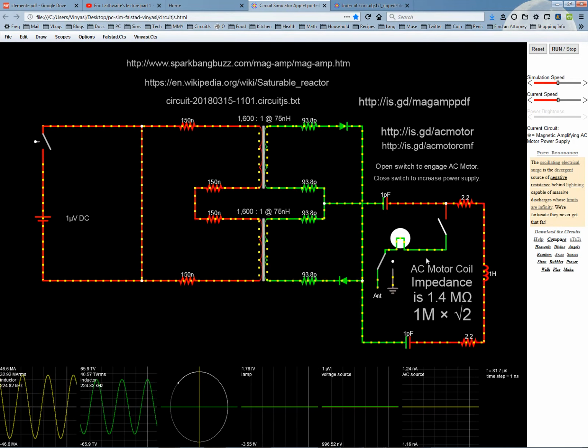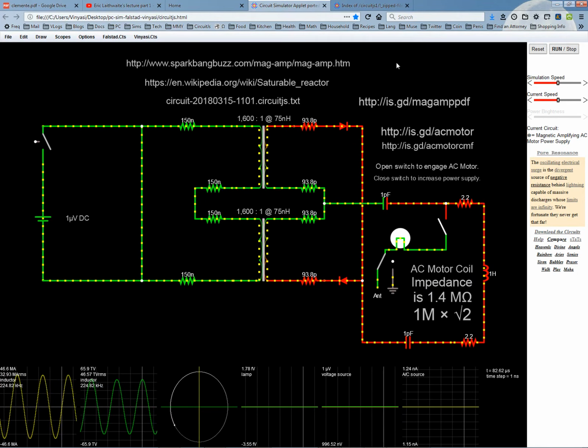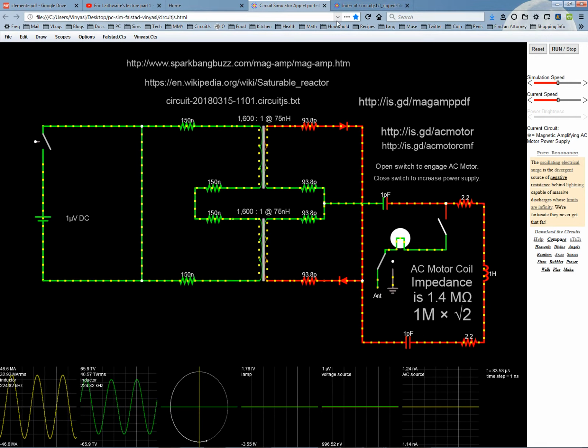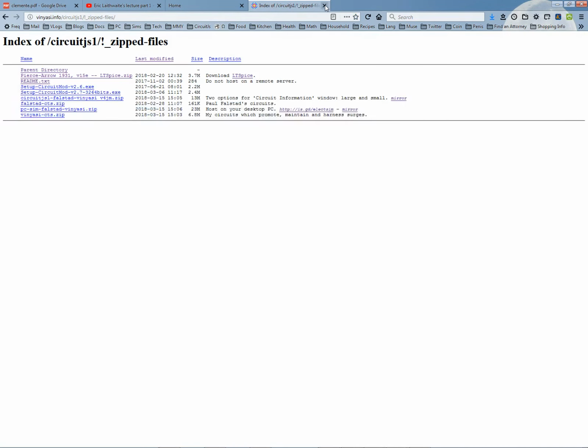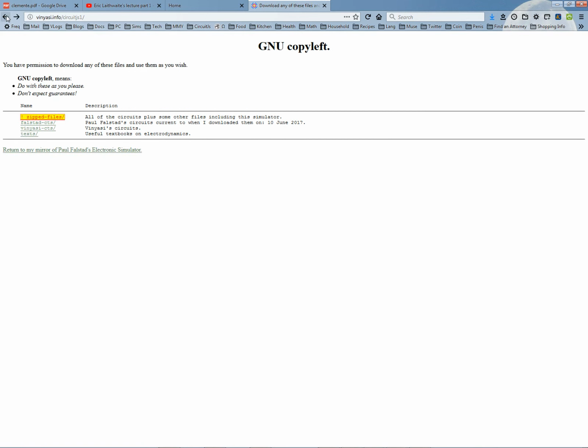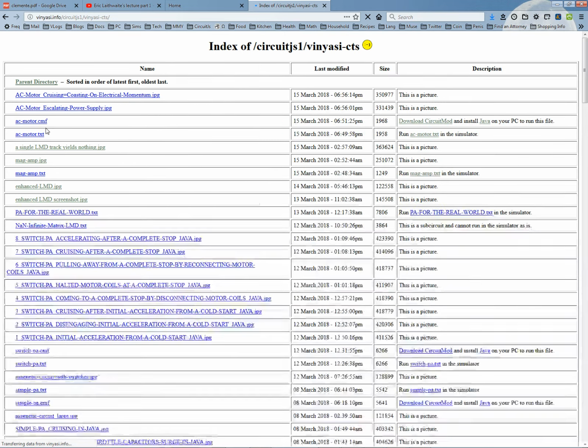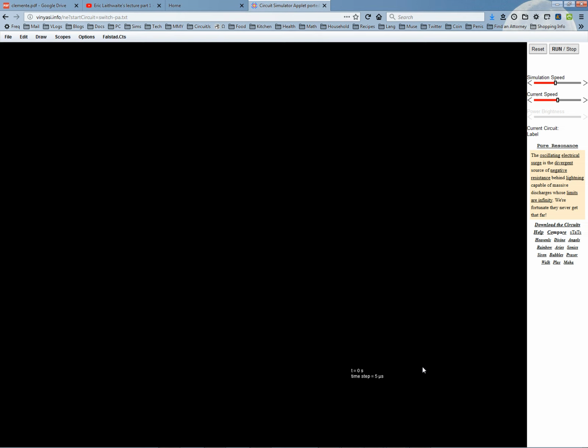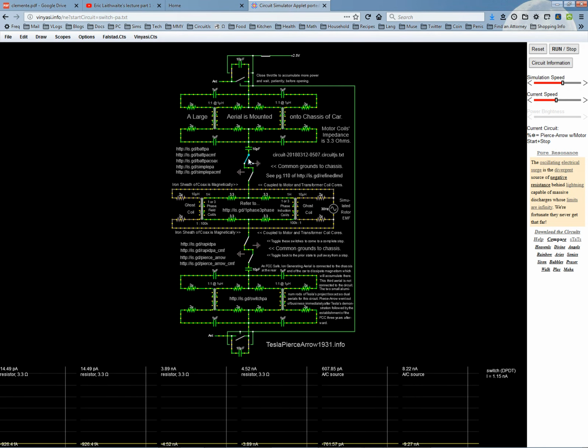Unlike my Pierce Arrow circuit that uses, where was it? That uses switching, which drains out the power supply when you're sitting at a stoplight or a stop sign. Let's see, where is it? It's not PA for the real world. Here it is, switch PA. So this has a switching arrangement here.